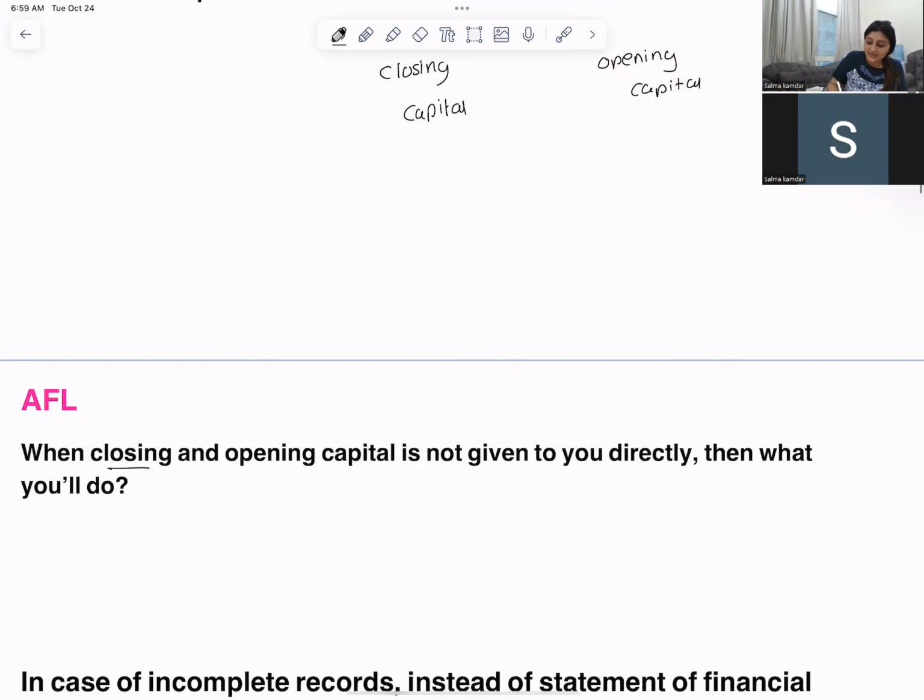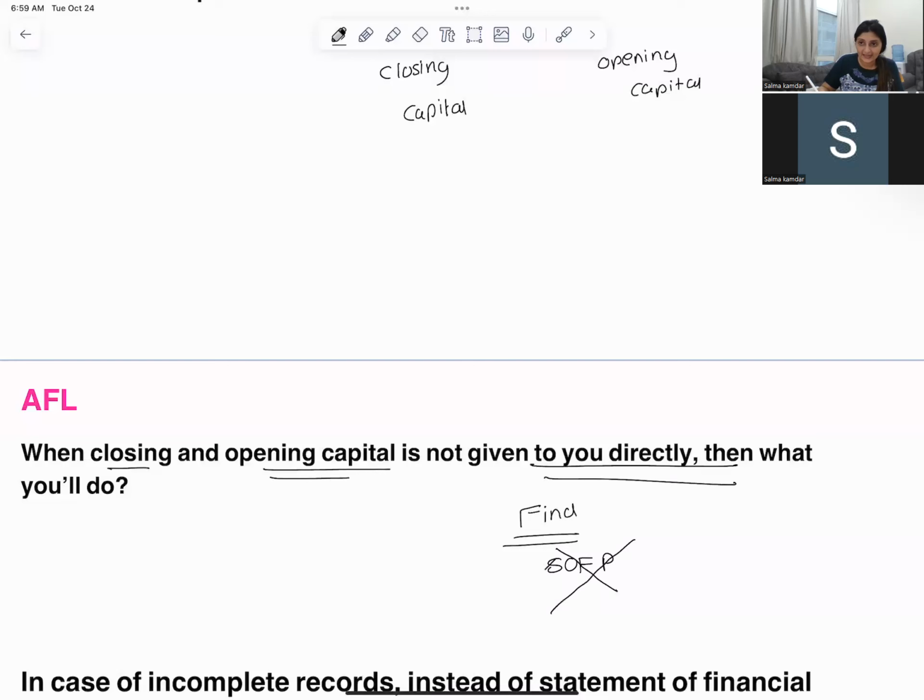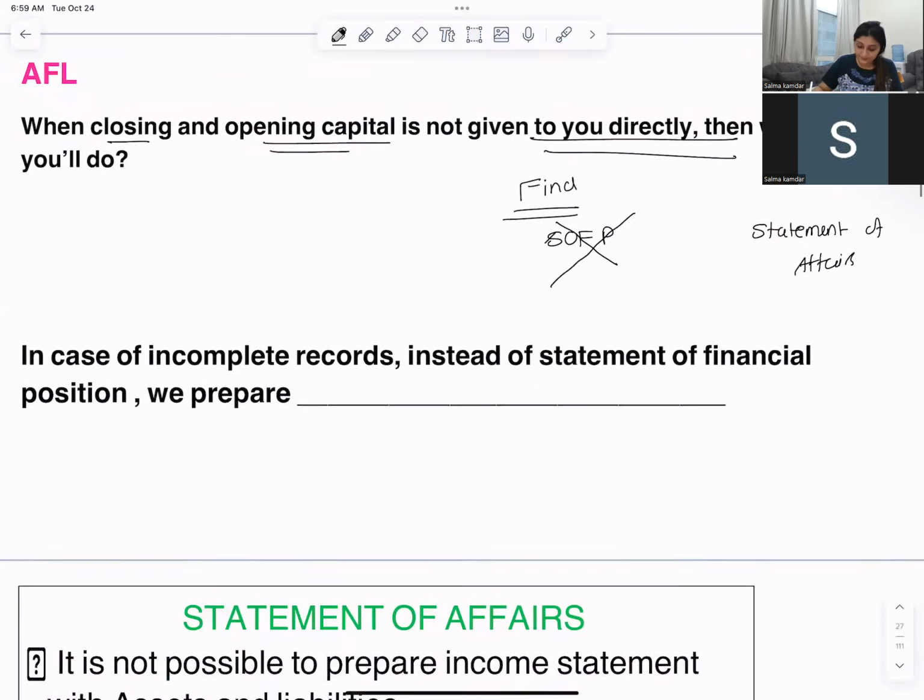If closing and opening capital is not given to you directly, then what do you do? You will find it. How will you find it? By preparing the statement of financial position, which is not called statement of financial position in incomplete records. Rather, it is called the statement of affairs.